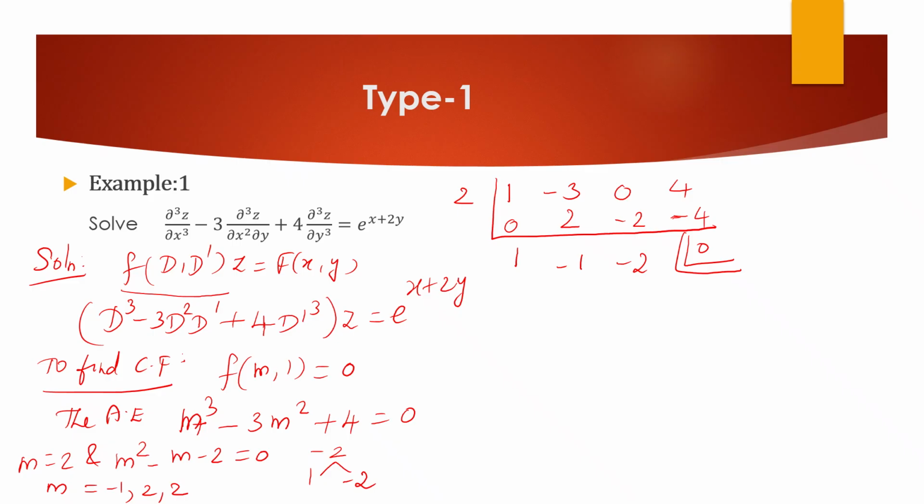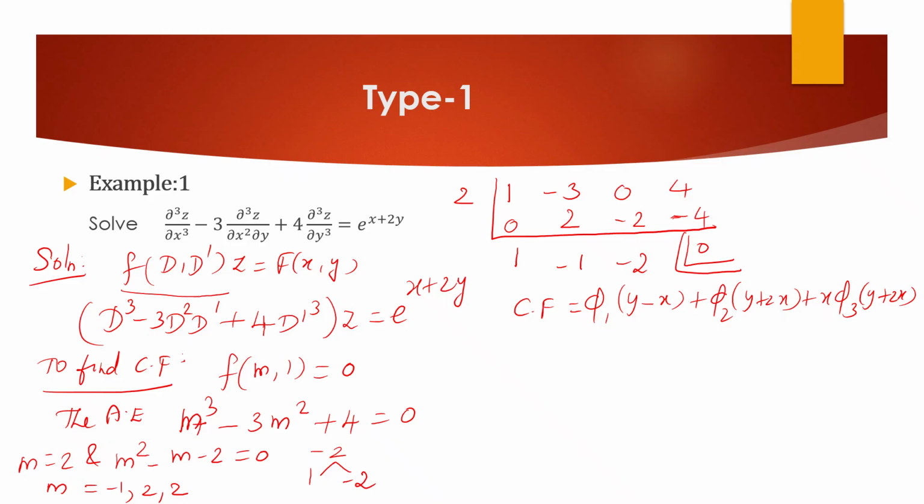So how can we write our complementary function? For this, our CF is equal to phi1 of y minus x plus phi2 of y plus 2x plus x into phi3 of y plus 2x. So now let us go for finding the particular integral.